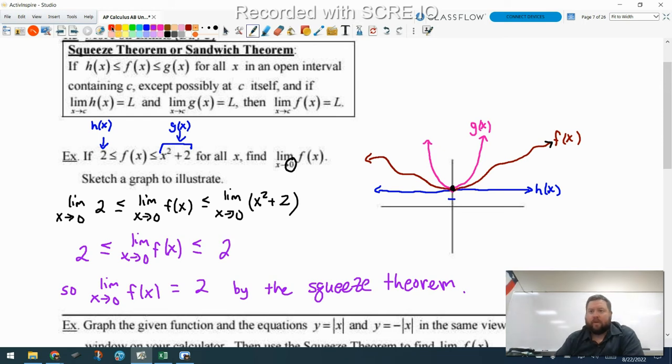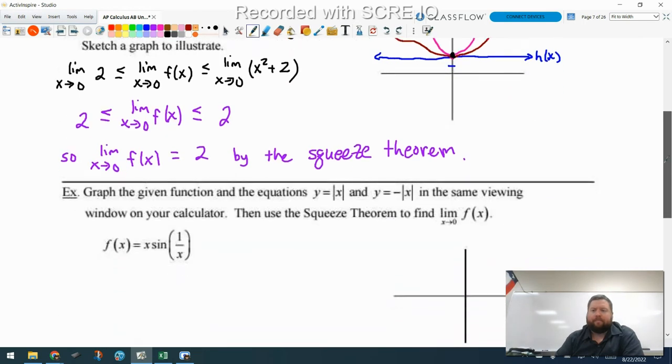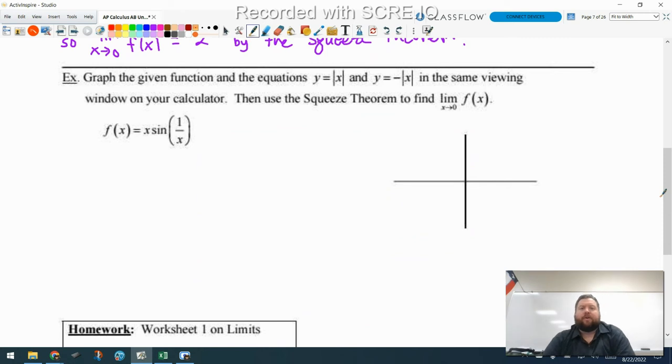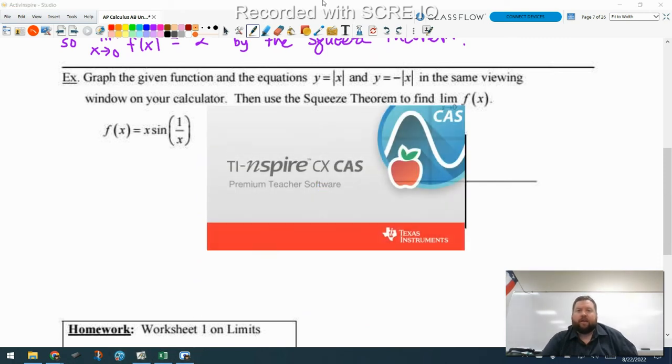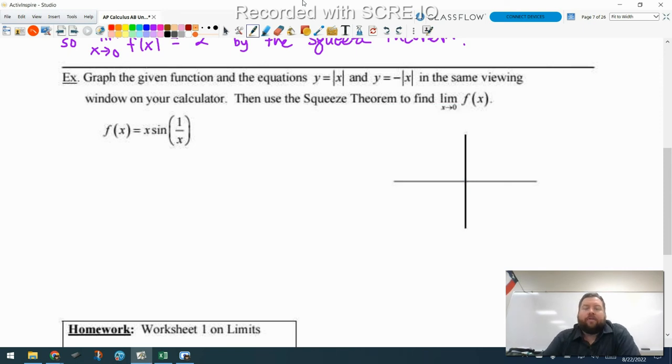All right, that's it. So let's do one more example. Graph the function and the equations in the same viewing window on your calculators. Let me get that booting up. Then use the squeeze theorem to find the limit as x approaches 0 of f of x. So this time they did tell us what f of x was. So I just want to show you what happens. So x sine of 1 over x.